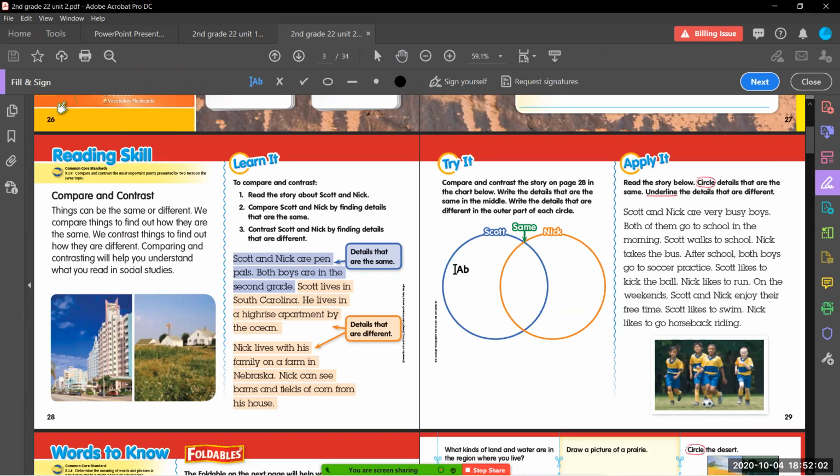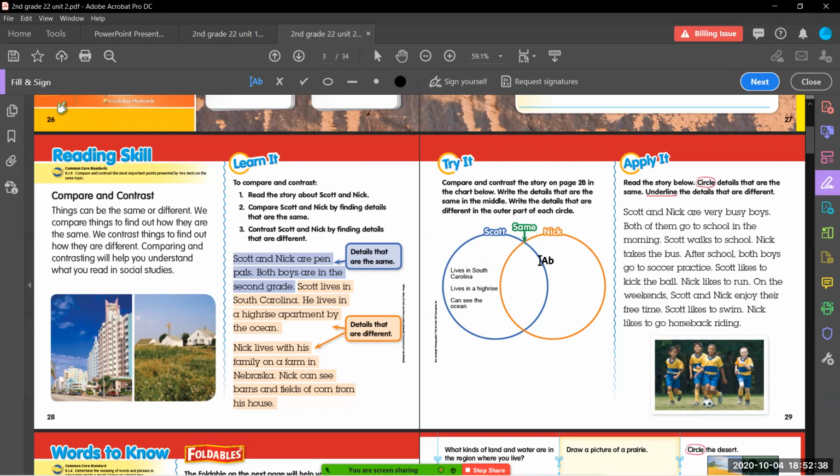So I can type right here and talk about Scott. I know Scott lives in South Carolina. He lives in a high rise, and you can see the ocean. Okay, so here's my information about Scott.